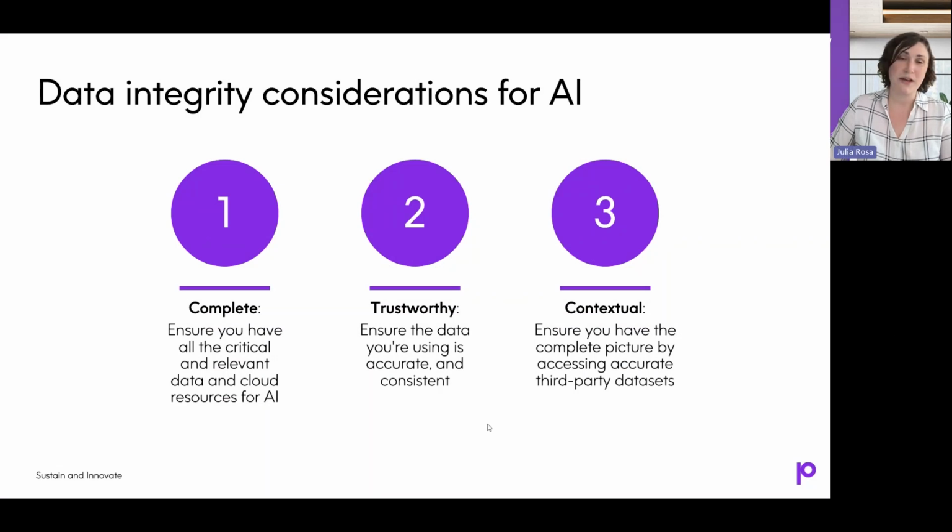So really, when we're talking about AI, there are three things you need to consider. You need to make sure that the data you're using is complete. It has all of the critical information and relevant data, as well as that data itself is current and relevant. You need to make sure that the data that you're using is trustworthy, that it has a history of being high quality, as well as that it's contextual. You need to make sure that the data actually has the proper information for your use case.